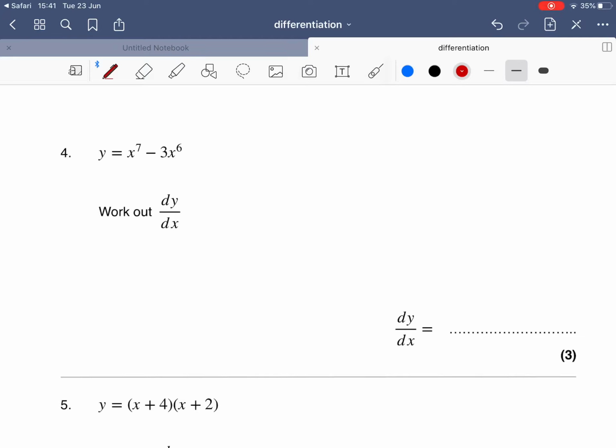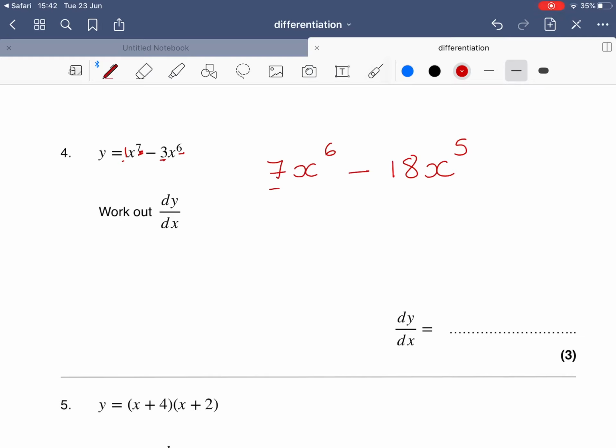Let's look a little bit harder. In this circumstance, you've got an invisible 1, so 1 times 7 is 7. Got my x, take 1 from the 7 to make 6. I'm going to subtract 3 times 6 is 18, and I'm going to take 1 from my power to make 5. So the 7 comes from doing 1 times 7, the 6 comes from taking 1 from the 7, the 18 comes from 3 times 6, and the 5 comes from taking 1 from the 6.